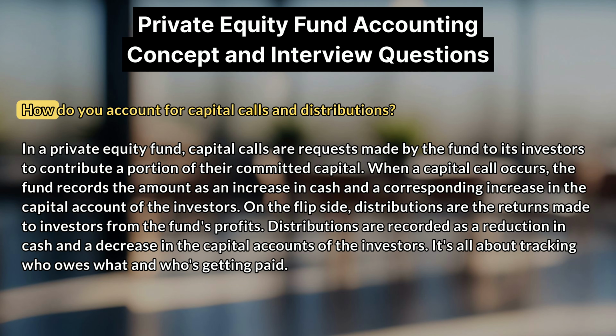Now, let's dive into a more technical aspect. How do you account for capital calls and distributions in a private equity fund? Capital calls are requests made by the fund to its investors to contribute a portion of their committed capital. When a capital call occurs, the fund records the amount as an increase in cash and a corresponding increase in the capital account of the investors. On the flip side, distributions are the returns made to investors from the fund's profits. Distributions are recorded as a reduction in cash and a decrease in the capital accounts of the investors. It's all about tracking who owes what and who's getting paid.